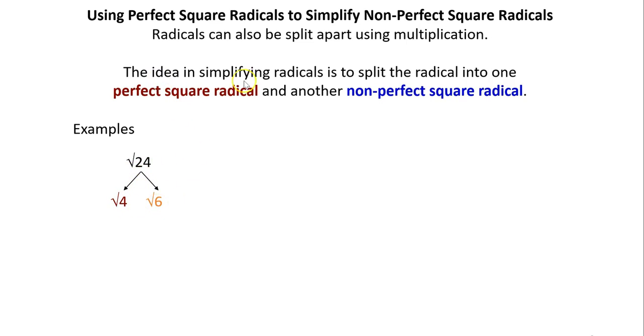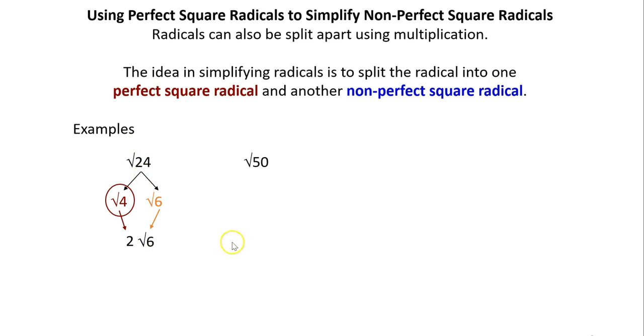Notice the idea here in simplifying radicals is to split the radical into one perfect square radical. There's my perfect square radical right there, the root 4. And another non-perfect square radical. There's my non-perfect square radical right there. But I know that the square root of 4 is 2, so I can put that down. I can't square root 6 anymore, so it's going to stay the square root of 6, and that is the easiest way to simplify the root of 24.